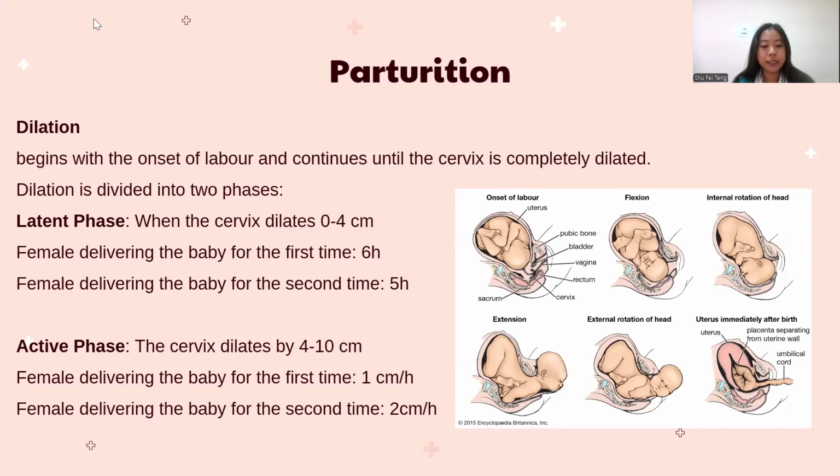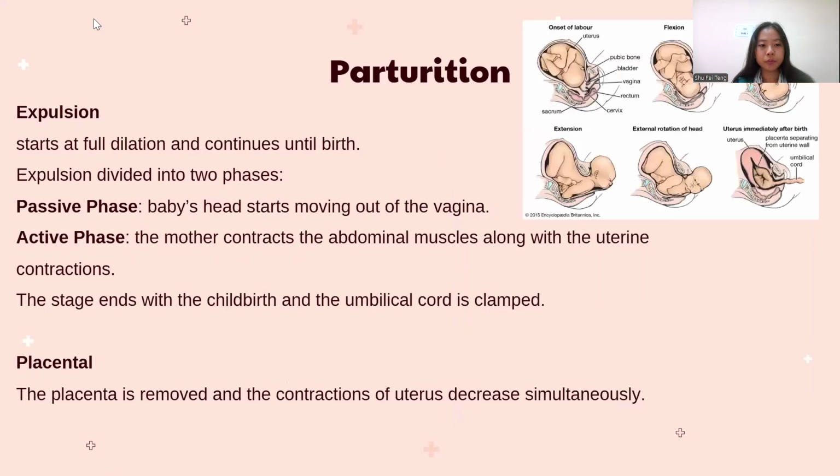For active phase, it occurs when the cervix dilates at 4 to 10 centimeters. Female delivering the baby for the first time has a speed of 1 centimeter per hour, while female delivering the baby for the second time will take 2 centimeters per hour.